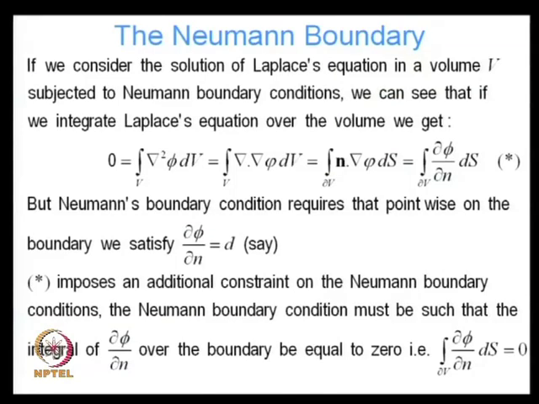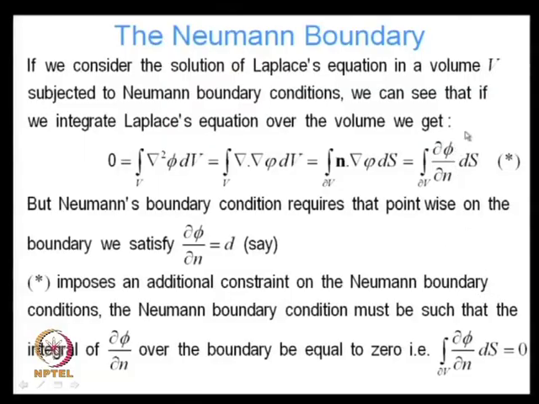What it tells me is that you cannot specify the Neumann boundary condition for Laplace's equation in any arbitrary way you like. The del phi del n value you specify must be such that if I integrate that over the boundary, I get 0. So, you cannot specify any arbitrary dependence on the boundary.